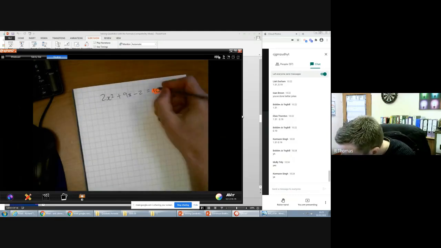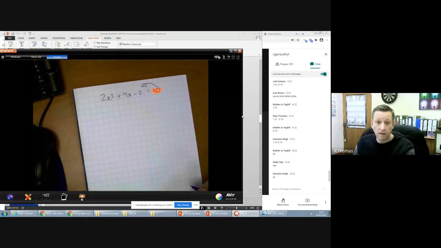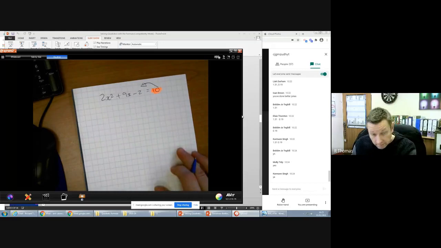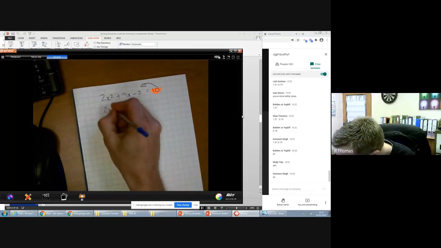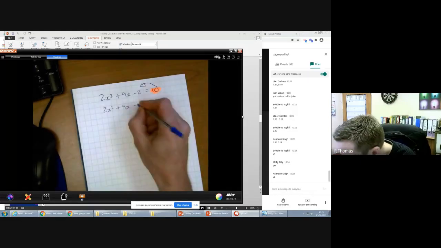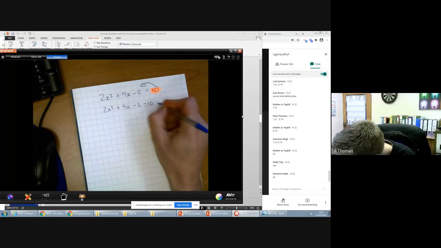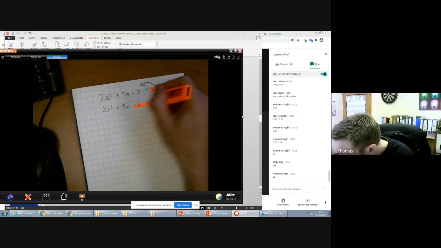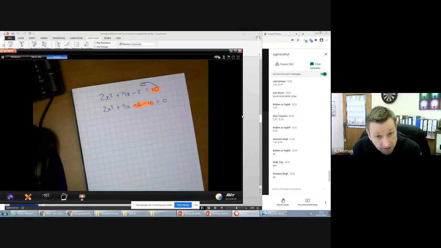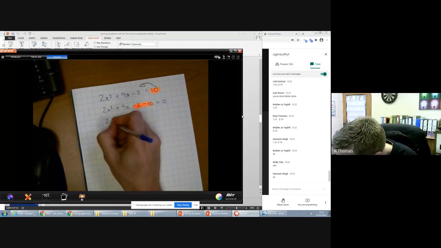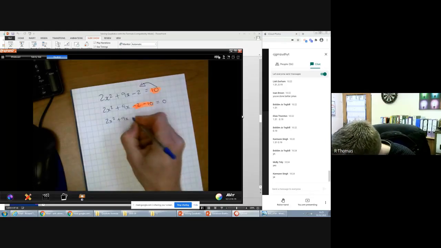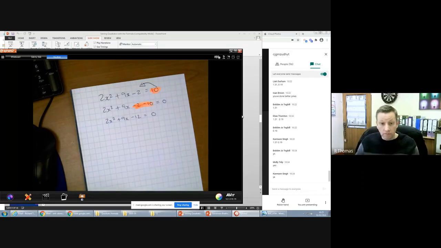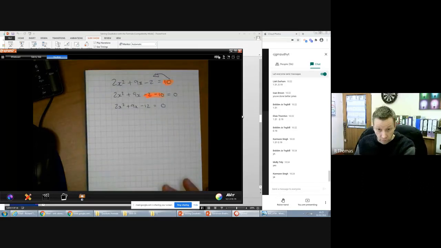All you have to do is bring that 10 over. And of course, it will become a -10. So I'd have 2x squared plus 9x minus 2 minus 10 equals 0. And of course, you just tidy that bit up then. -2 minus 10 is -12. So I've got 2x squared plus 9x minus 12 equals 0. And now I can go on and solve that using the formula.